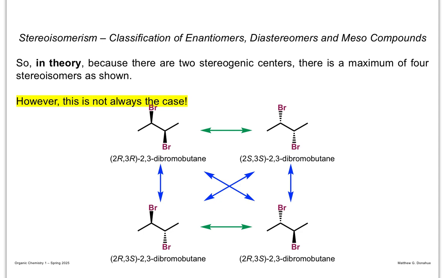So the green arrows, this is showing you enantiomers. Blue arrows are diastereomers. But then we still have this issue here where the bottom two aren't enantiomers, they're identical. So what's a way that we can figure out why is that? Why can't we get 2S, 3R?